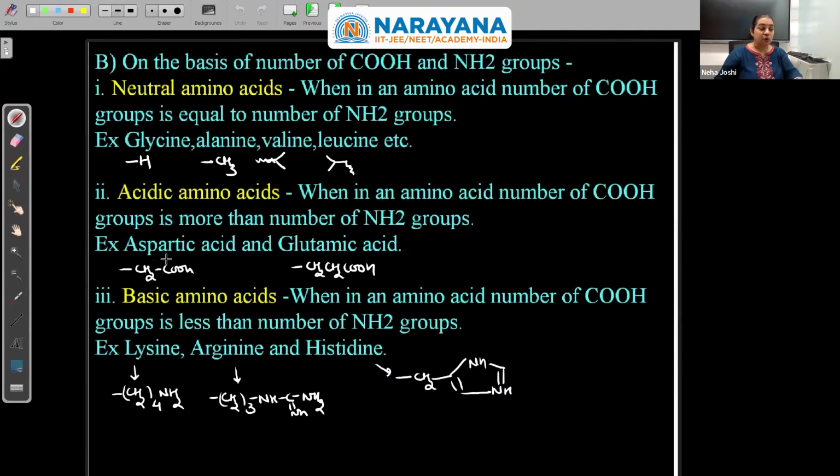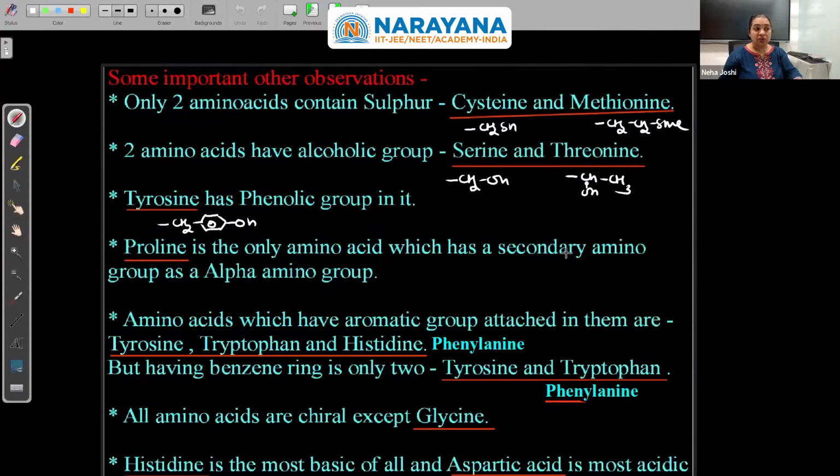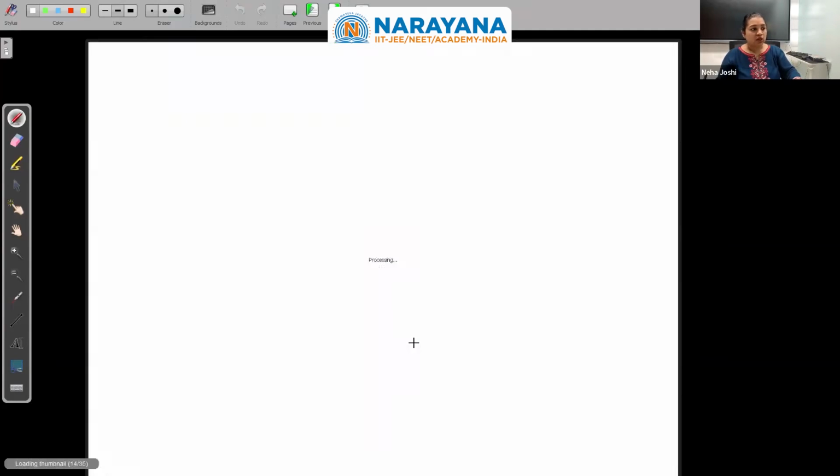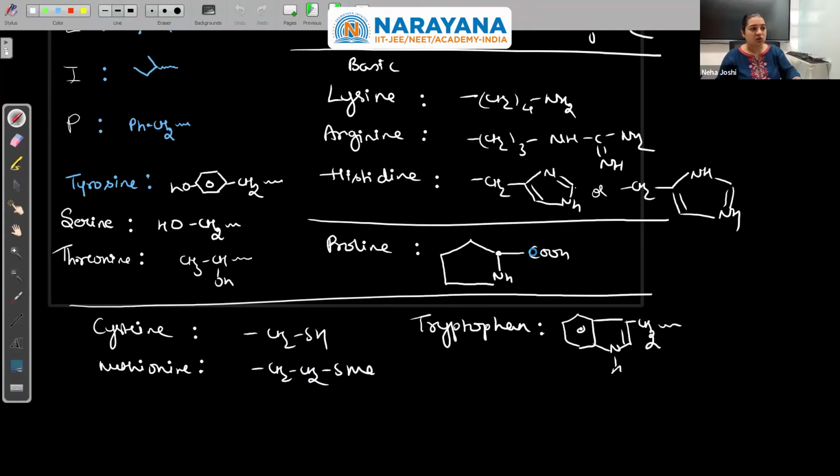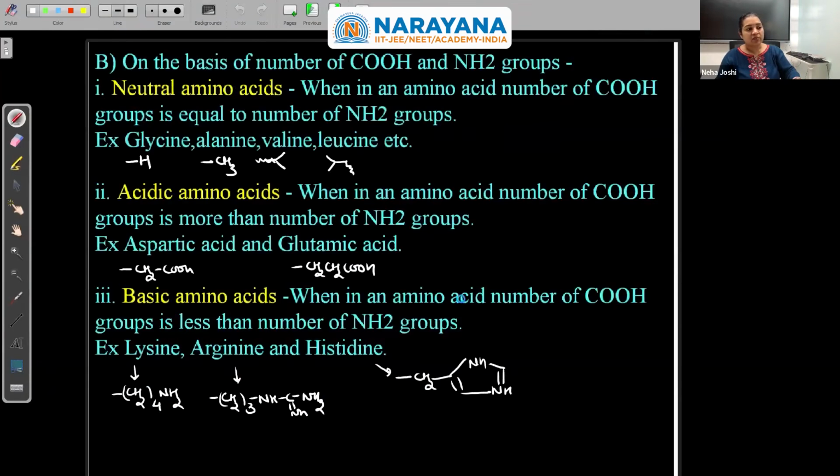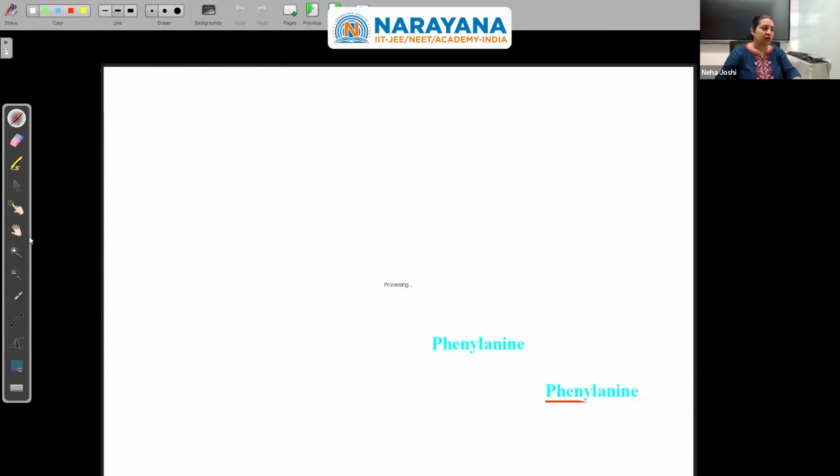Okay, great. Proline is the only amino acid which has a secondary amino group. Yes, I have told you that here we are writing not just NH, it was a secondary part. Let me check this structure also. See COOH, carbon, and then directly this 5-member ring, NH is there.